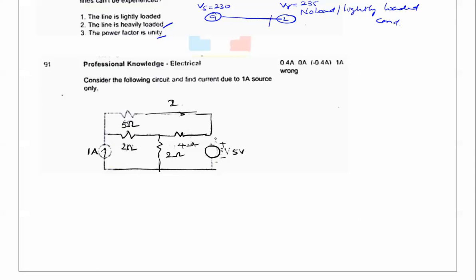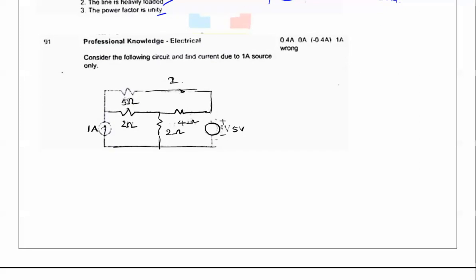In this session, we will continue our Mahatransco previous Assistant Engineer Electrical solutions. In the given question: consider the following circuit and find the current due to 1 amp source only. So, here we need to find the current I, how much it is because of this 1 amp source only.